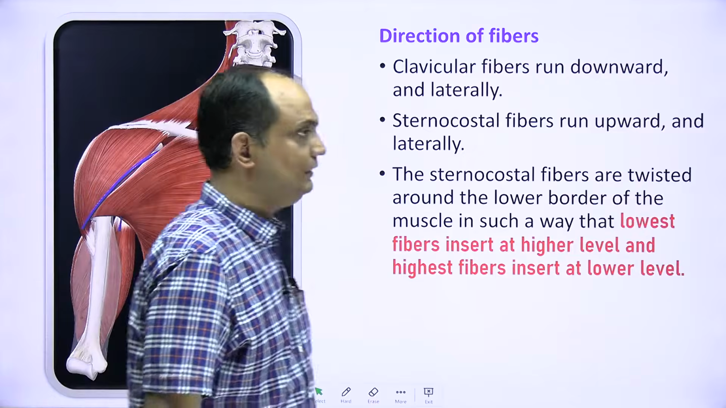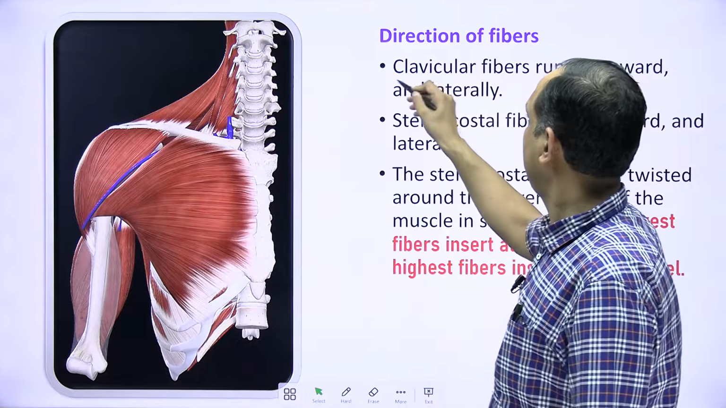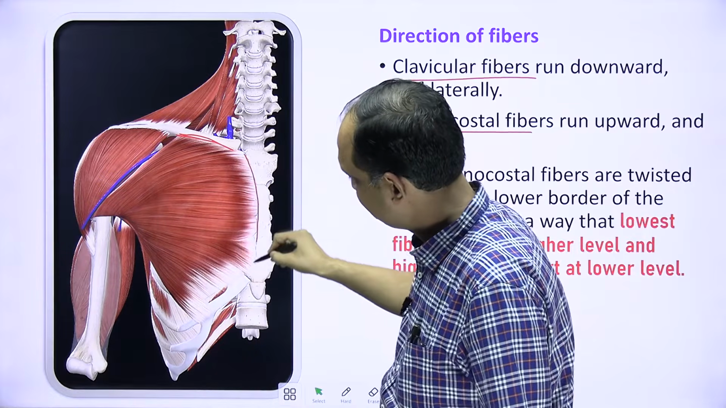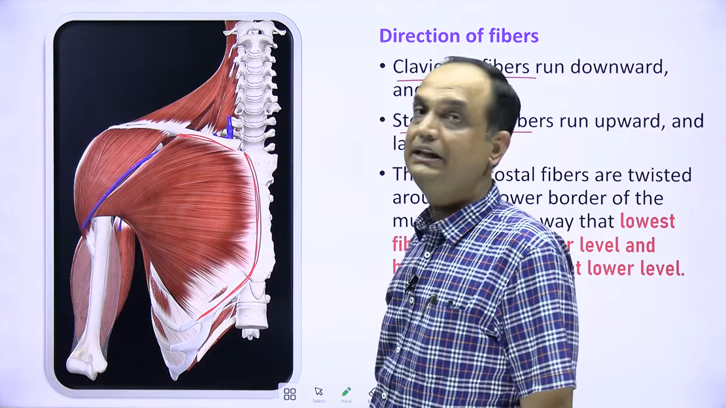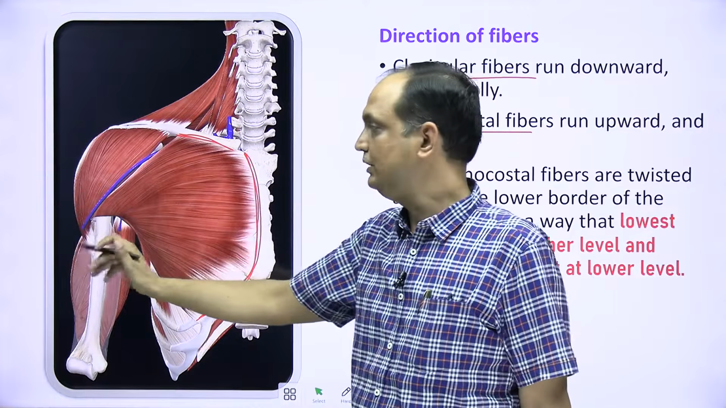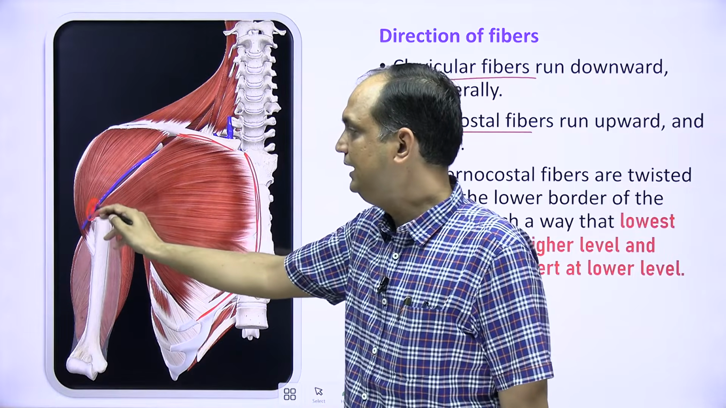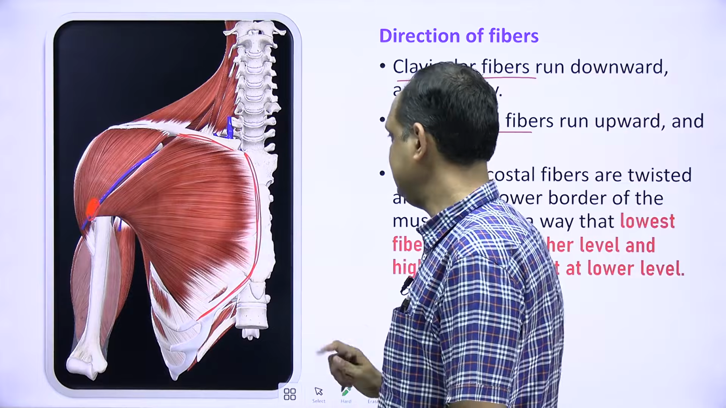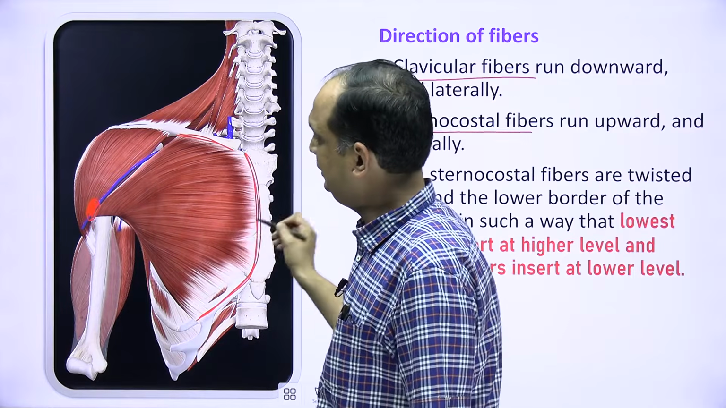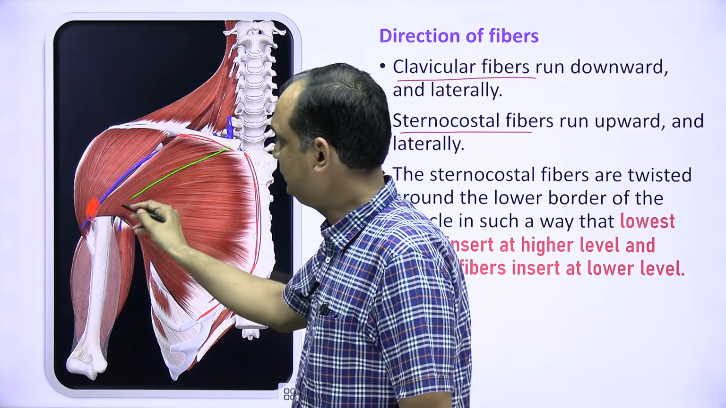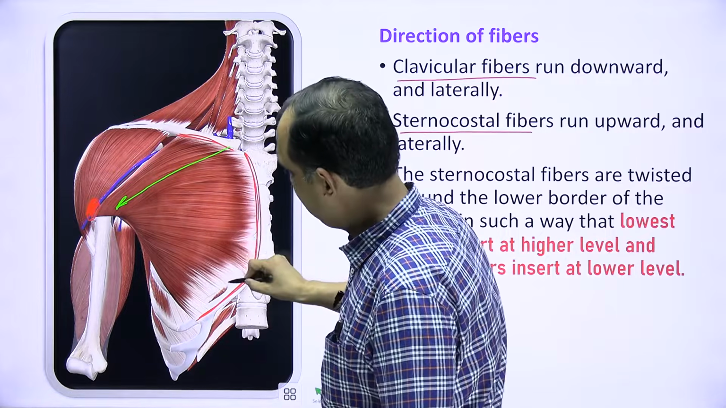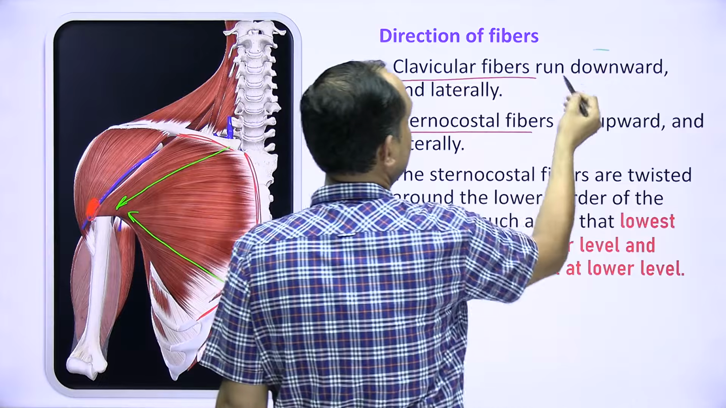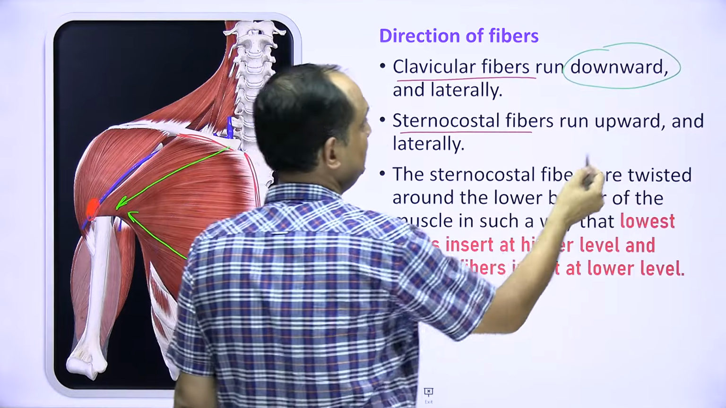Now, what is the direction of the fibers, the clavicular as well as the sternocostal? You can see that these are the clavicular fibers and these are the sternocostal fibers. All the fibers are going laterally because they have to approach the humerus here on the lateral lip of the intertubercular sulcus. But along with that, you can see the difference in direction. The clavicular fibers are going downward and laterally, while the sternocostal fibers are going upward and laterally.